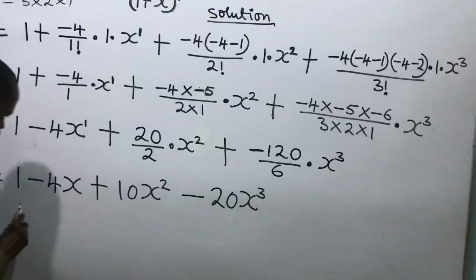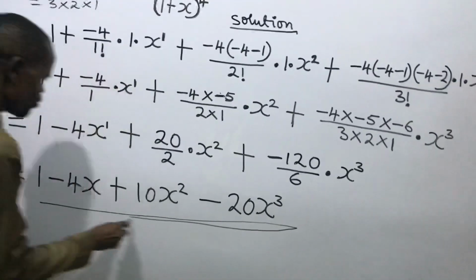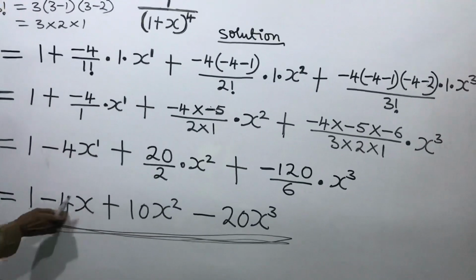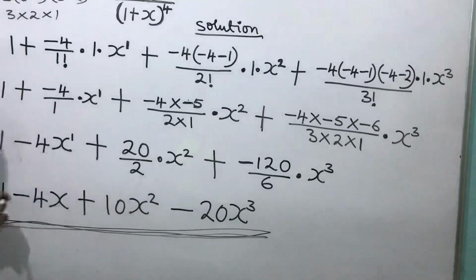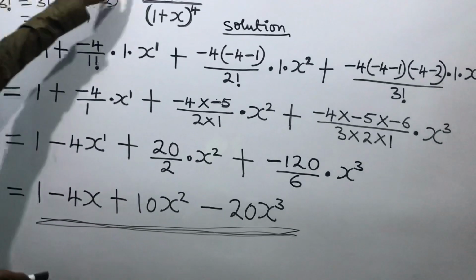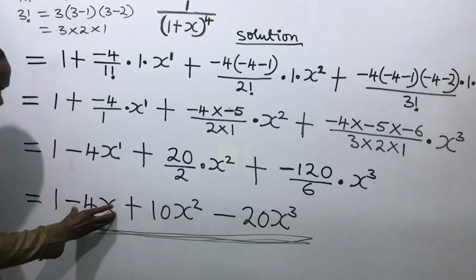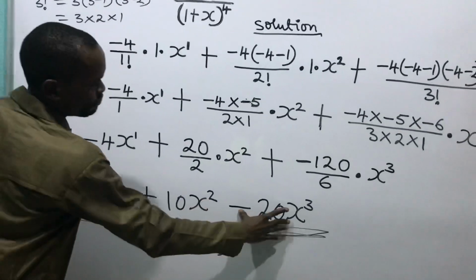And that's my answer of what they asked me to find. That's the first term, second term, third term, and fourth term. They say I should tell you the first 4 terms of the expansion. Look at the first term, and the second term, and the third term, and the fourth term.